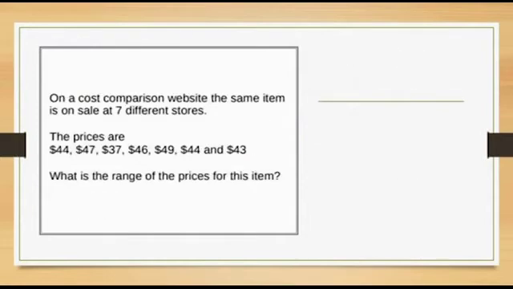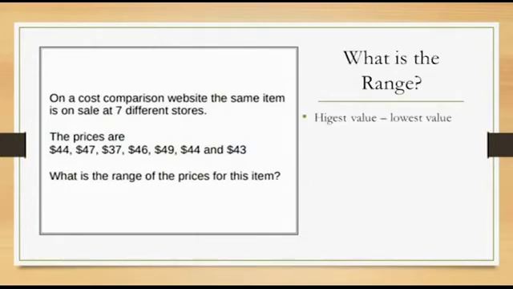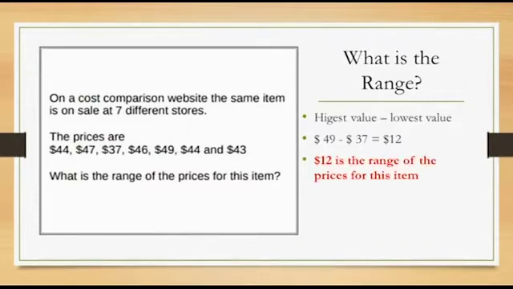All right, next question. On a cost comparison website, the same item is on sale. However, it's not 9 stores, it's 7 different stores. The prices are, as you see listed here. What is the range of the prices for this item? And you pretty much look at the lowest and the highest value. The highest value for this set is $49. The lowest would be $37. So $12 is the range of the prices for this particular item.